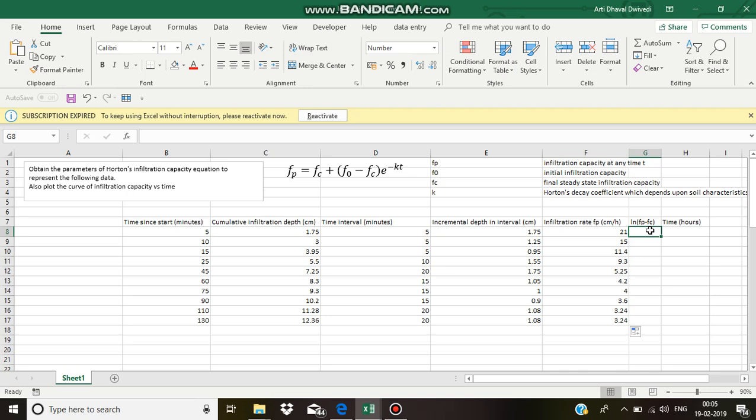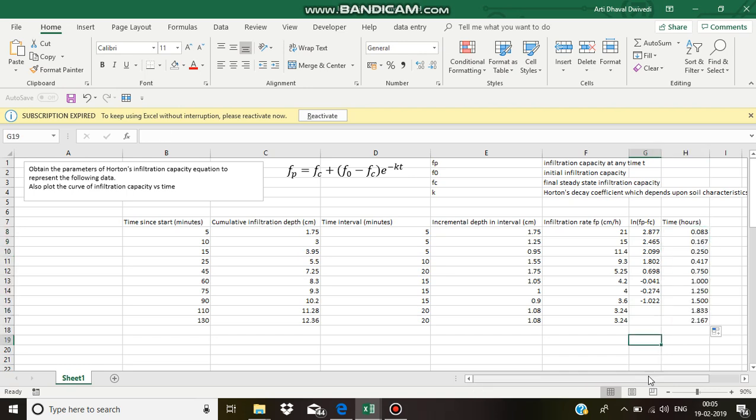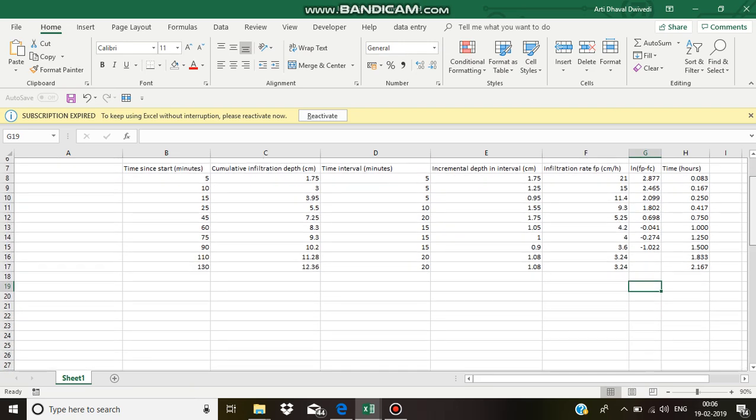ln Fp minus Fc, will need this to obtain parameters of Horton's infiltration equation. So ln Fp is this value minus Fc is 3.24. Time in hours. So 5 minutes by 60, 0.083, and so on. Now let us first plot the curve of infiltration rate and time.